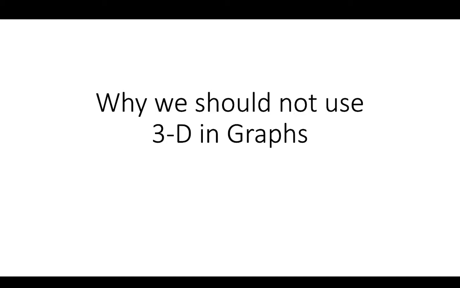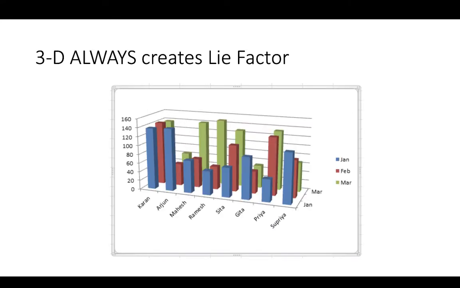So this is a very short video about why we try to avoid three-dimensional graphs. The main reason, beyond the Necker illusion that we talked about earlier, is that 3D graphs always create lie factor.